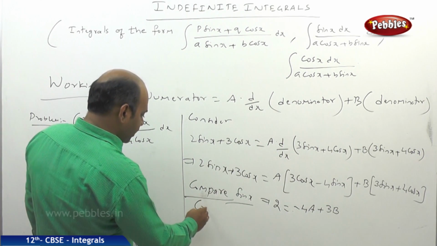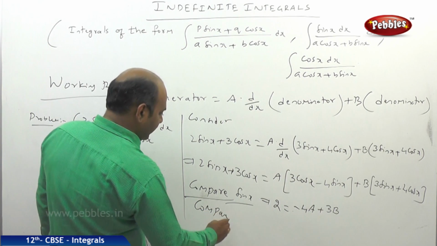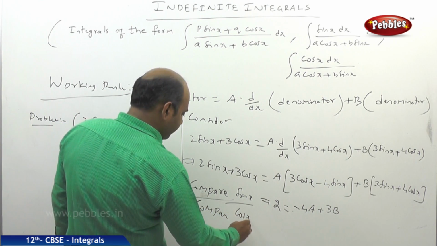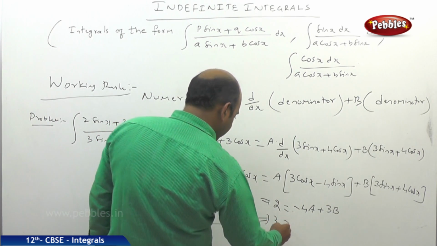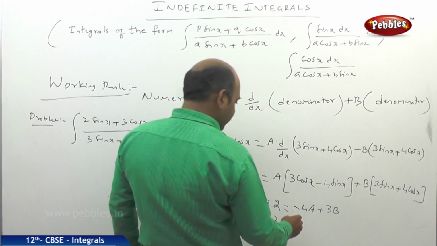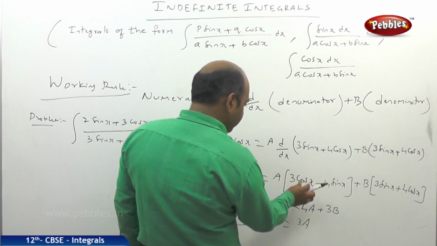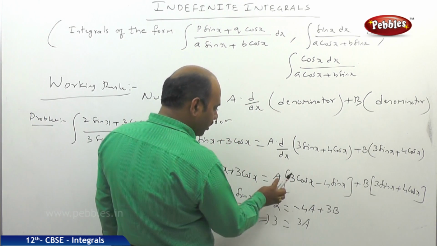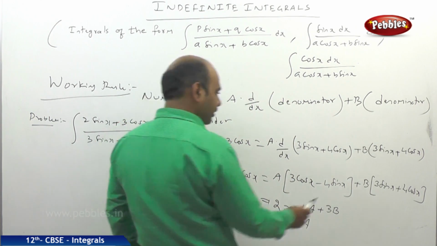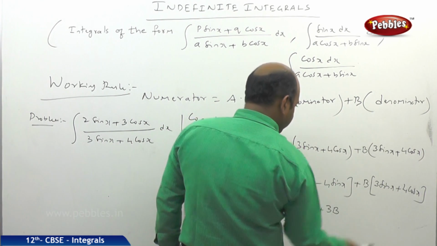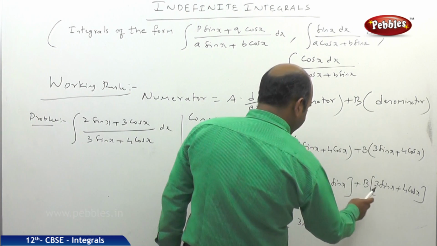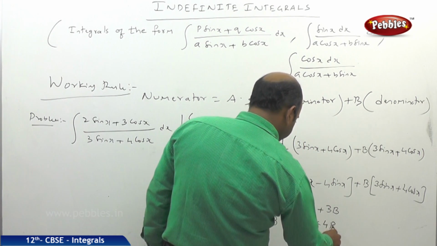Now again I will be comparing cos x. If I compare cos x, on left hand side what is there for us? 3. 3 is equal to, right hand side there will be 3a, because the coefficient of cos x is 3, outside a is there, so 3a. And here also, what is the coefficient of cos x? 4. Outside b is there, so I should write 4b.